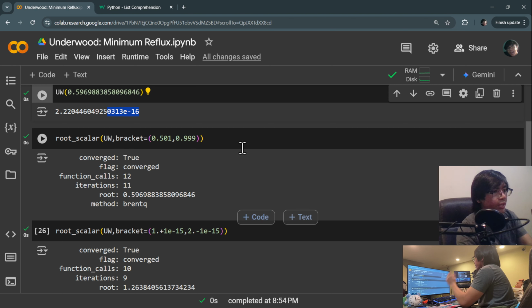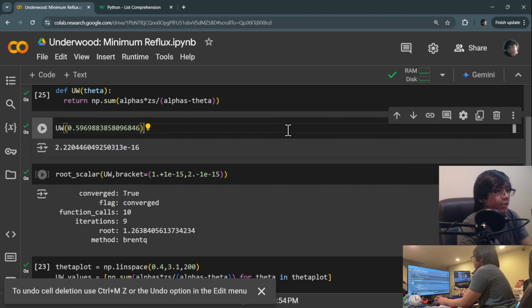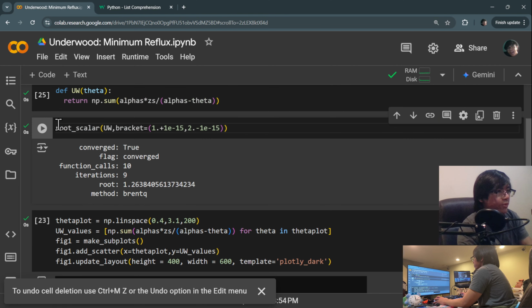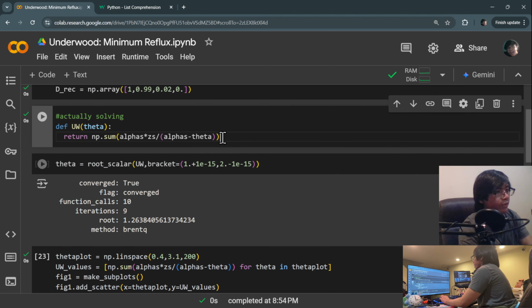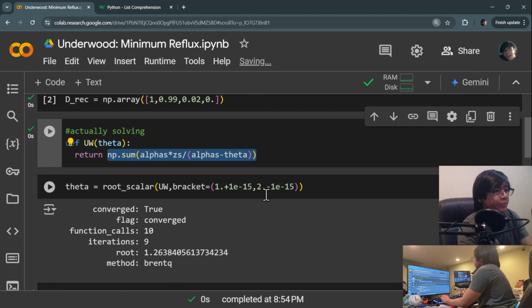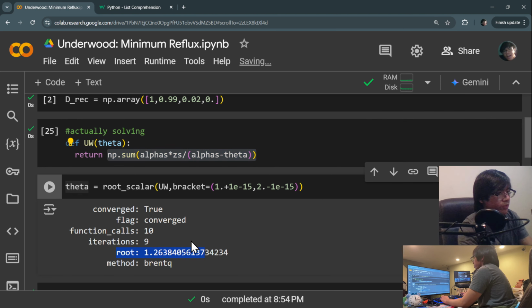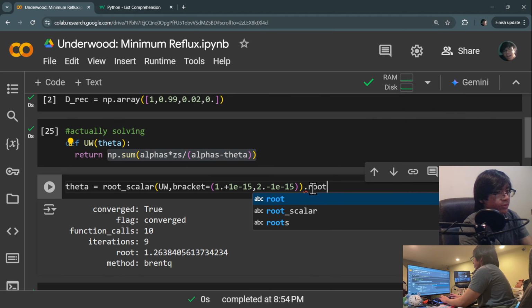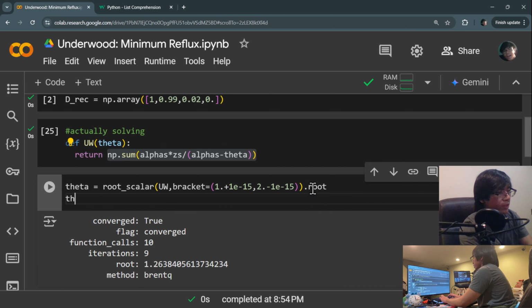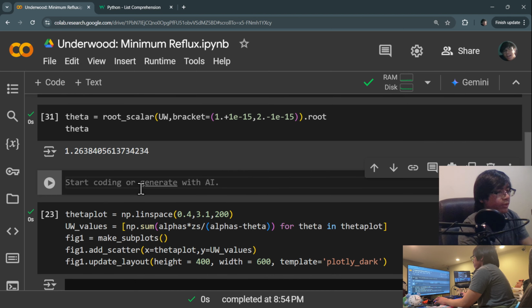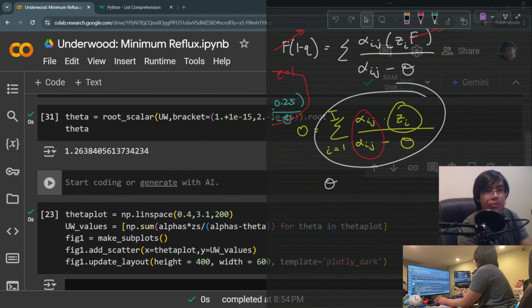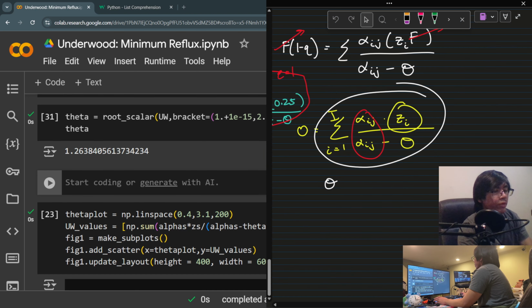So I'll go ahead, delete this, and I'll store this as theta, since that's our actual theta that we found a root for. We found the 0 of that sum equation that we derived earlier. So I'll store that, and this is the root attribute. So root, and then just to check, theta. Yep, 1.26. Cool. Now, go back to our OneNote so we know what we're doing. What else?